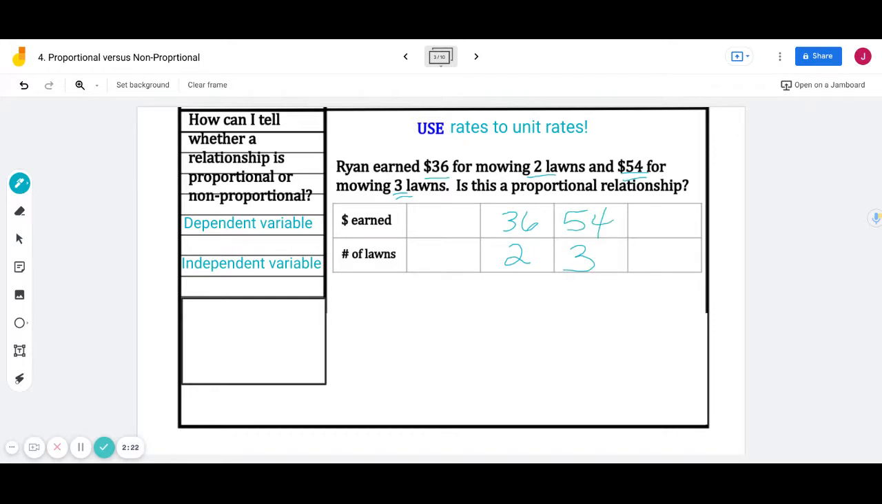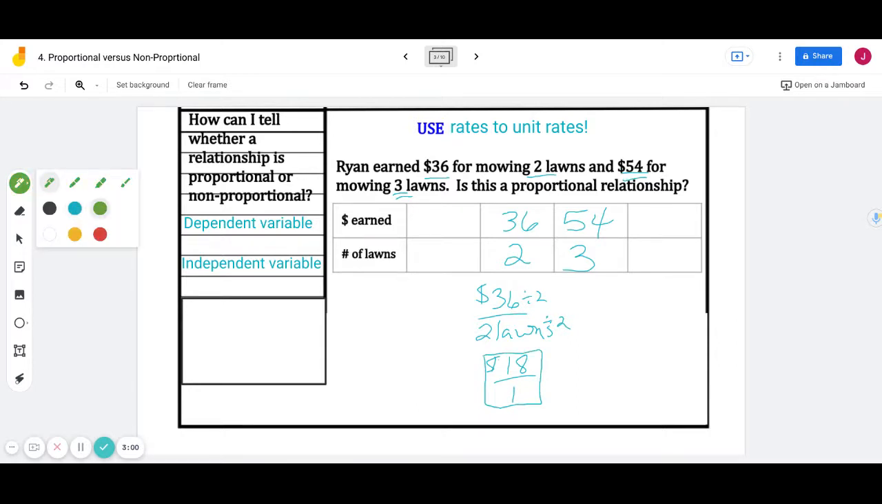So what we're looking for here, for it to be proportional, is a constant ratio or a constant unit rate. We know how to find unit rate. We set up the rate, $36 for 2 lawns, and then we divide by the denominator. 36 divided by 2 is 18, and 2 divided by 2 is 1. Now, for this to be proportional, our next rate would have to then simplify to the same unit rate. So this is our target rate here. So let's see if it does.